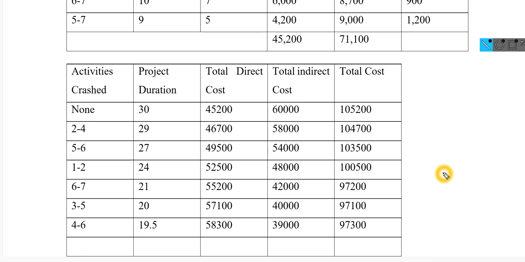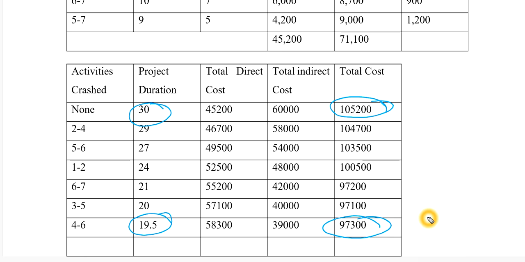So now let's see what has happened by following such a long procedure. As you can see, at the first point of time, the project duration was 30 weeks. Now by crashing all these activities, we are at 19.5 weeks. So we have reduced the time. And if you see the cost part, the cost was 1,05,200, and at the end point it is 97,300. So we have reduced time and cost simultaneously.